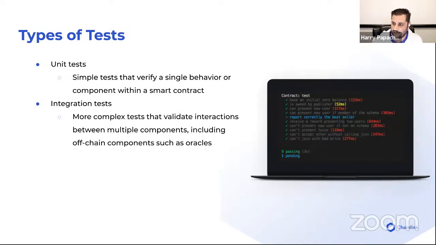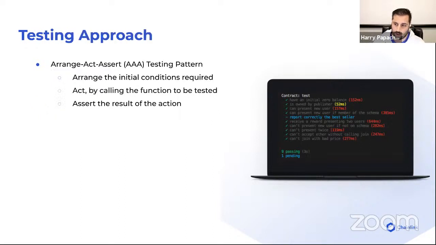So there are two types of tests. Once again, if you're a developer, you know this. Unit tests focus on specific single behaviors or components within your code. Integration tests are more complex tests that validate interactions between other things, which in this context means interactions between other contracts, or with things like a decentralized oracle network. The general testing pattern in smart contract development is the arrange, act, assert pattern. So we're arranging the initial conditions required.